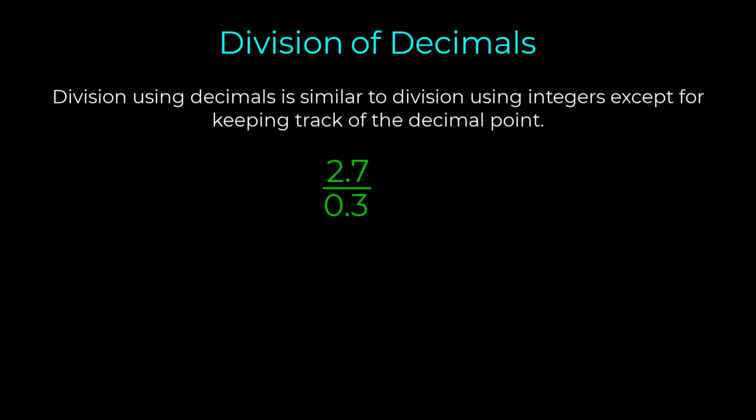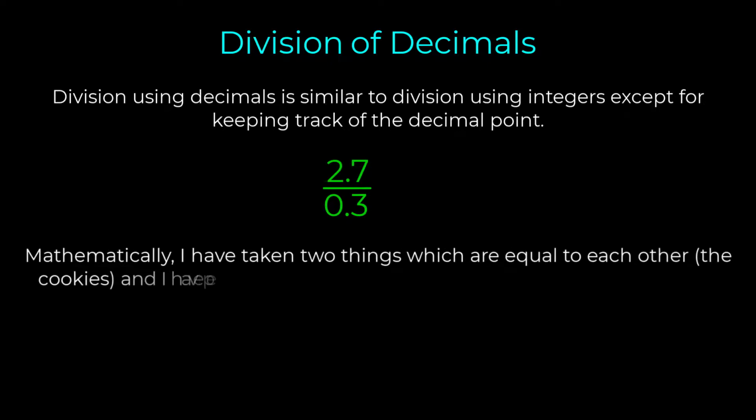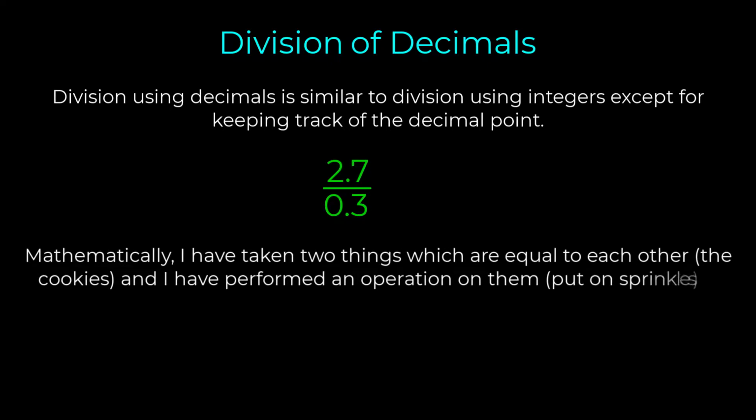What has happened mathematically is that I have taken 2 things which are equal to each other, that is, the cookies, and I have performed an operation on them, that is, put on sprinkles.